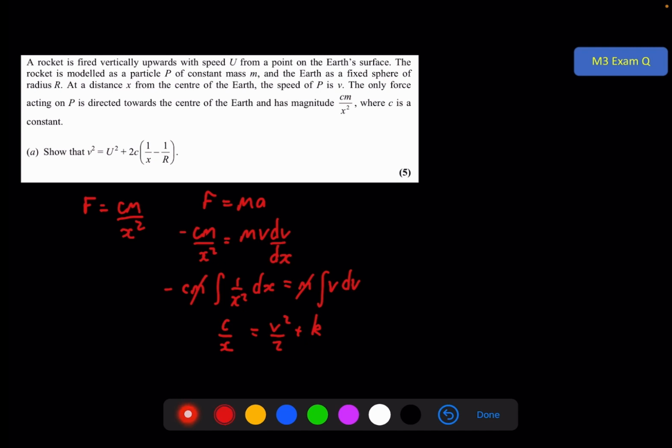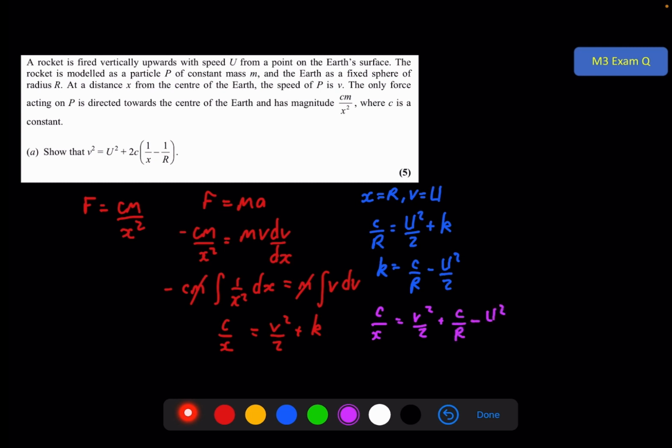Our boundary condition: the rocket is fired vertically upwards with speed U from a point on the Earth's surface, where x is equal to r, the radius of the Earth. So our boundary condition is, where x is equal to r, v is equal to U. So we get c over r is equal to u squared over 2 plus k. So k is equal to c over r minus u squared over 2. Putting that back in, we get c over x is equal to v squared over 2 plus c over r minus u squared over 2.